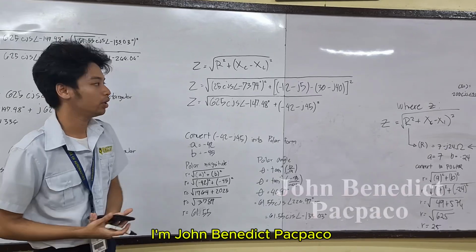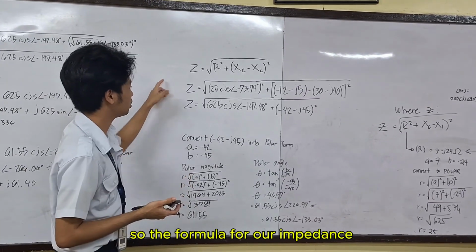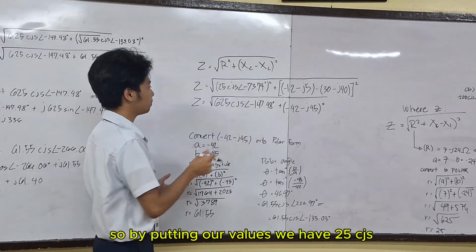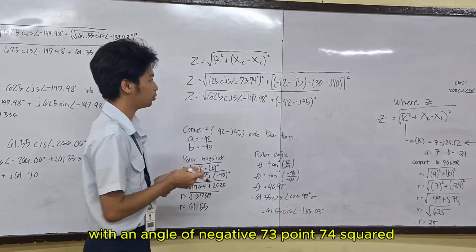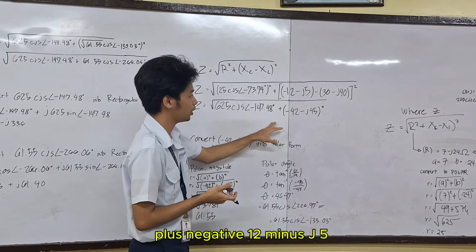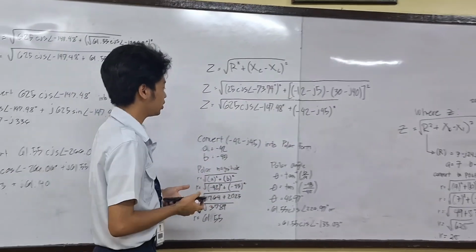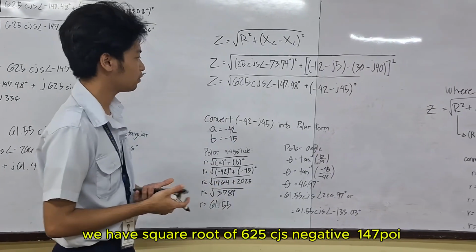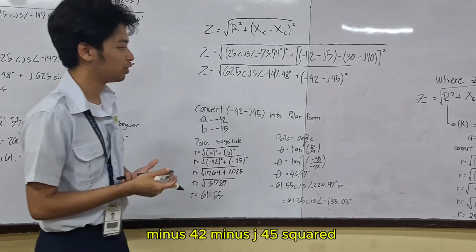I'm John Deddy Campamo, and for the next part of the case, I'm doing the converted form. The formula for our impedance is the square root of R squared plus the capacitance minus inductance, squared. By putting in our values, we have 25 cis negative 73.74 squared plus the bracket of negative 12 minus j5 minus 30 minus j40 bracket squared. By calculating in our calculator, we have the square root of 625 cis negative 147.48 degrees plus negative 42 minus j45 squared.